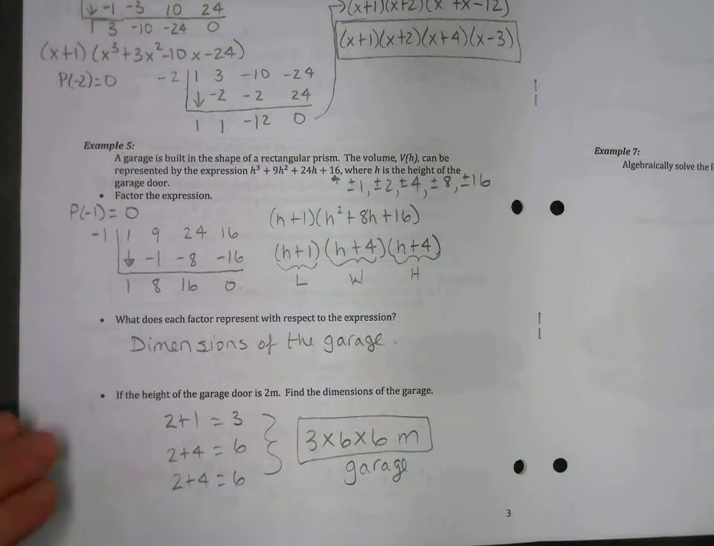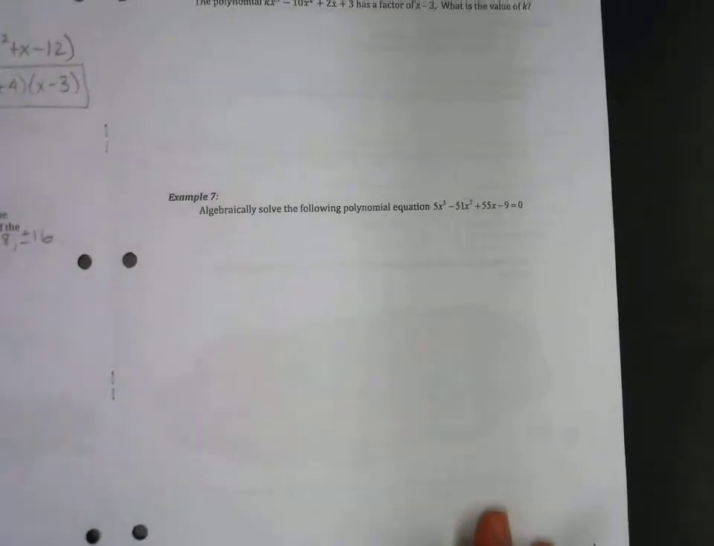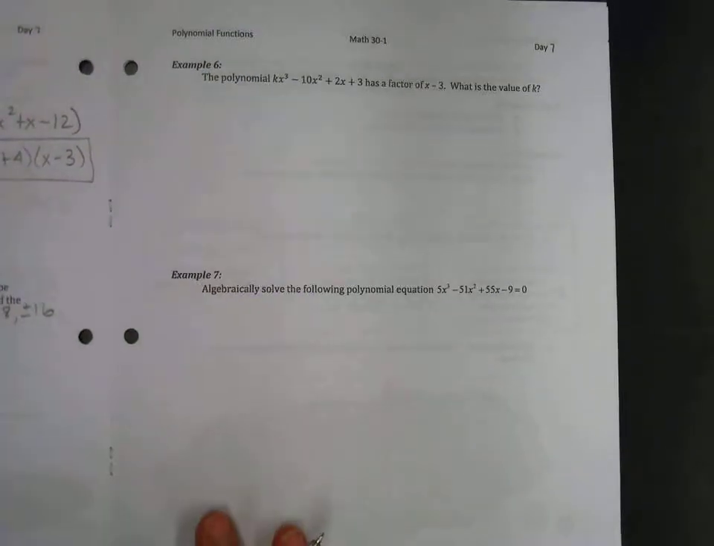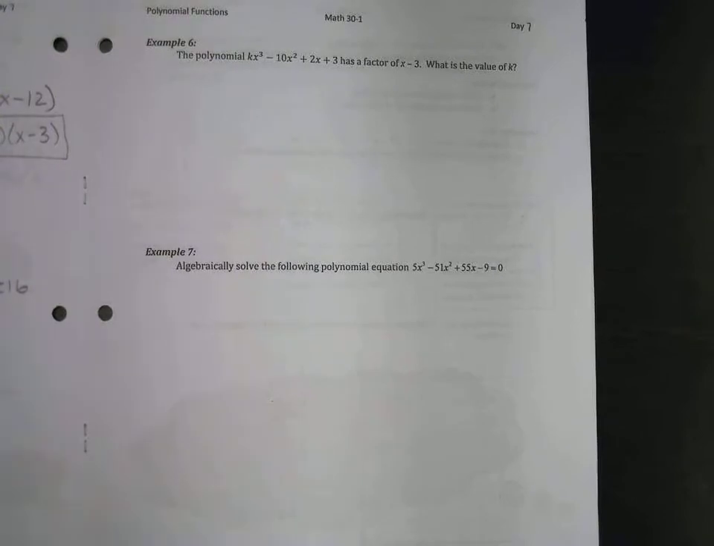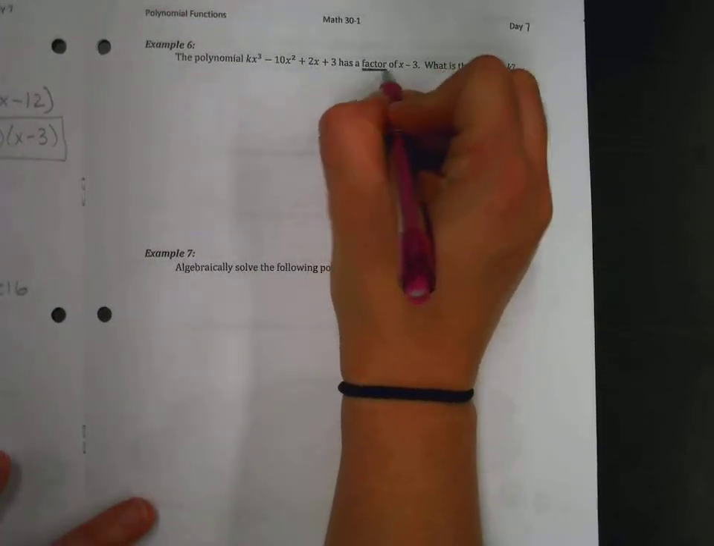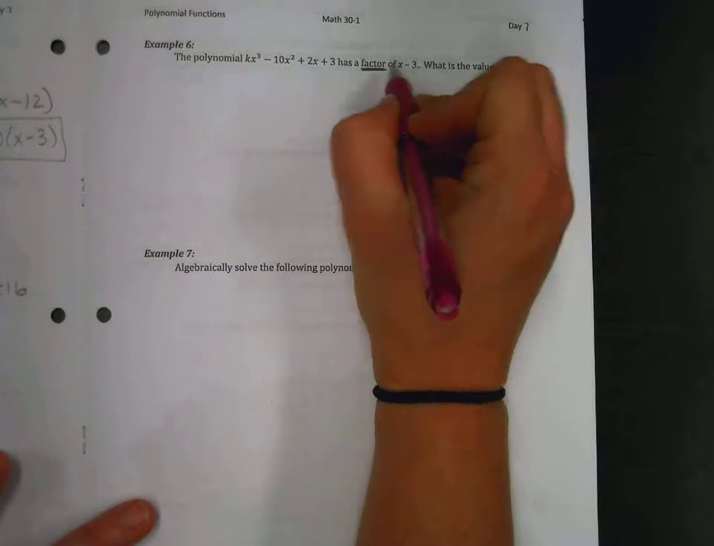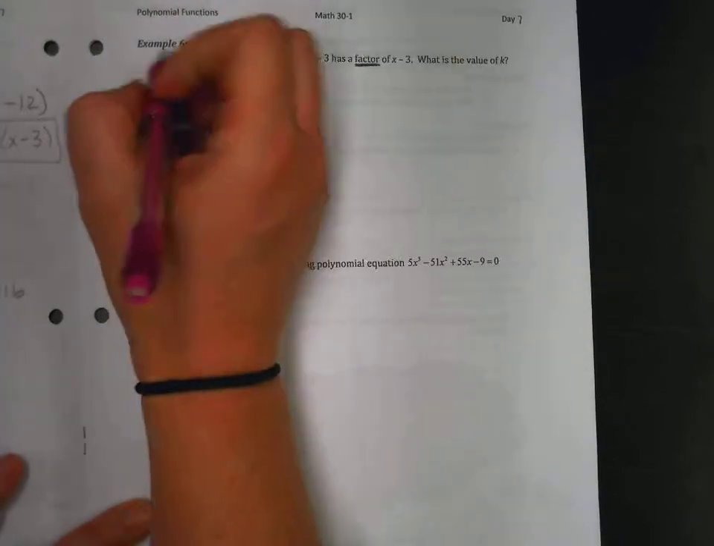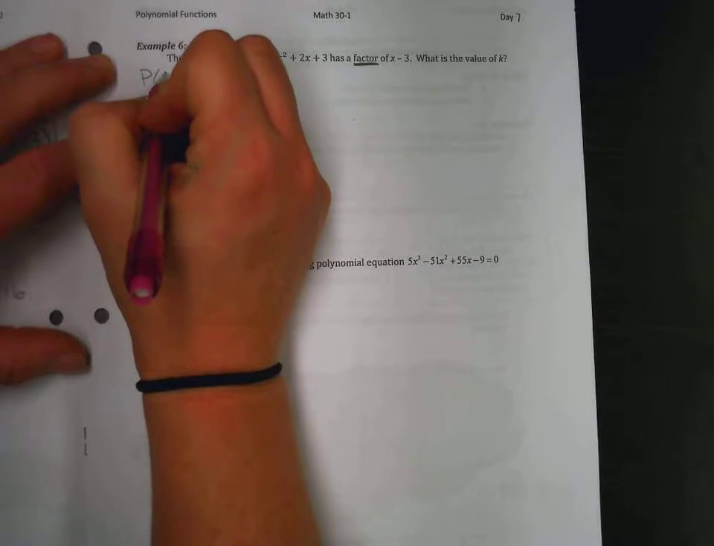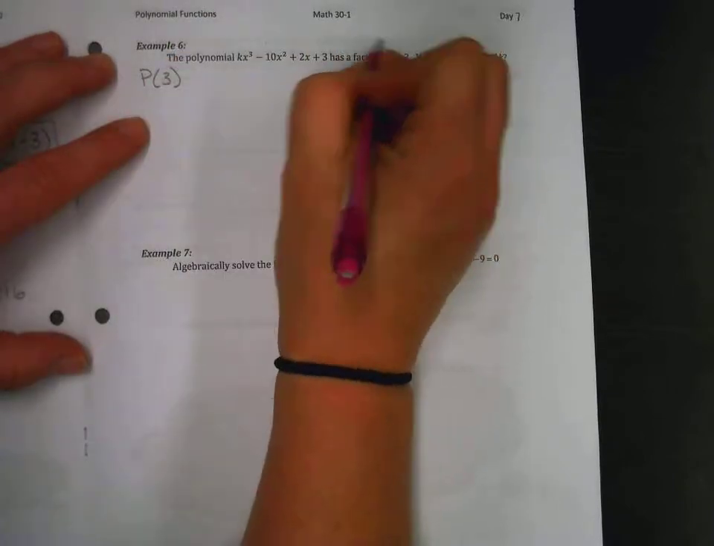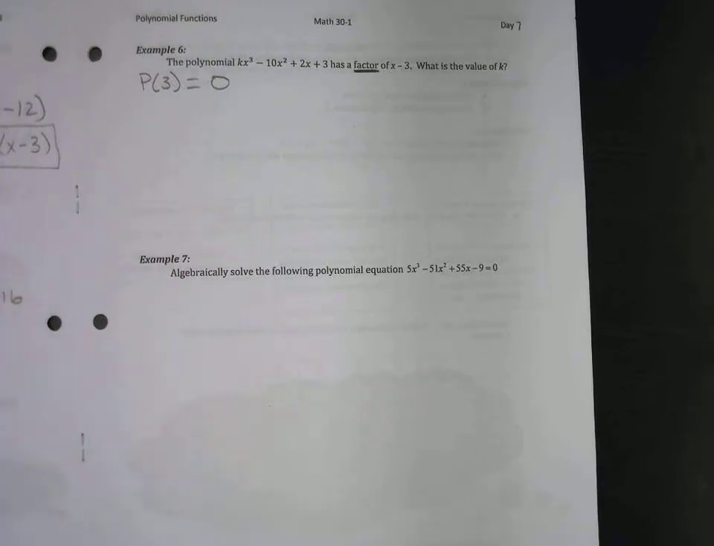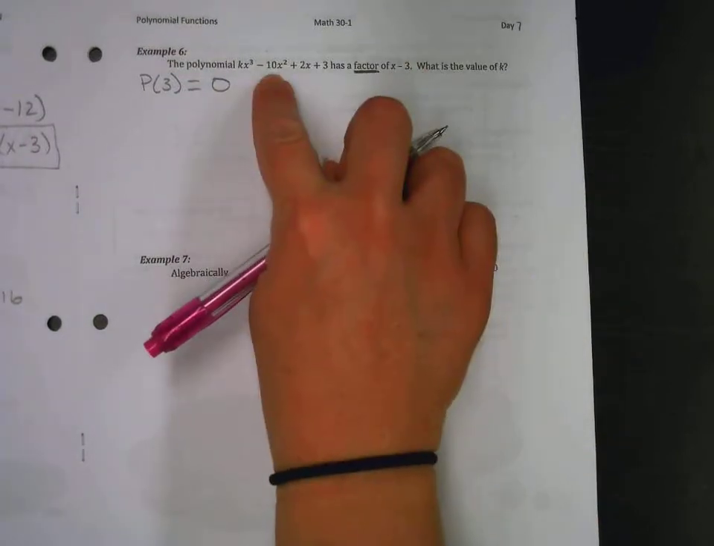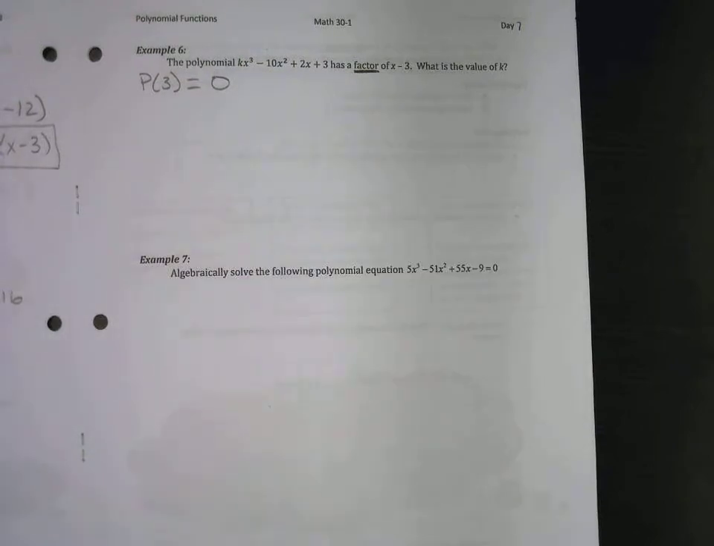Okay. All right, moving on to example number 6. It gives us the polynomial kx cubed minus 10x squared plus 2x plus 3 has a factor, keyword here, factor of x minus 3. So if it's a factor, that tells me that the polynomial, when I divide or substitute 3 into my polynomial, should give me a remainder of 0.